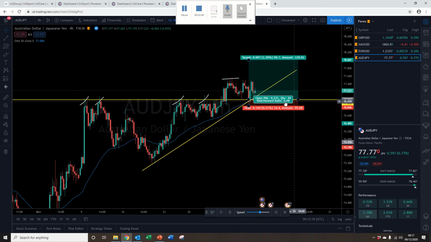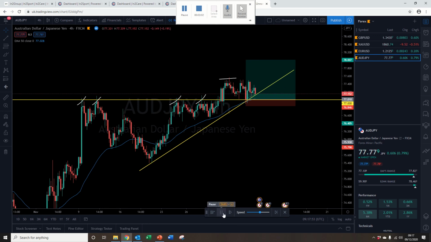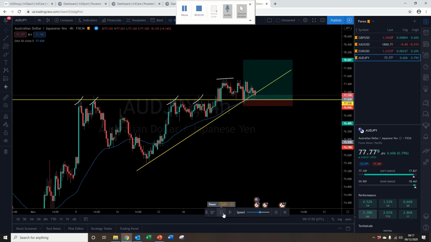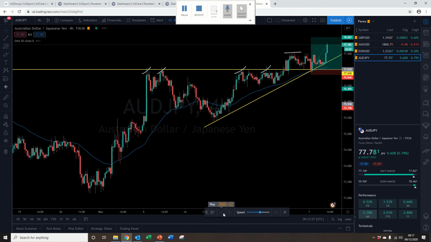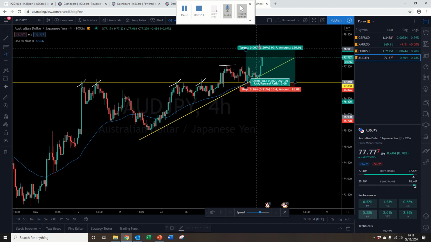Again, hope you can see that every time price has hit the 77 level or this ascending trend line, it has had a rejection, which again shows me that we are clearly going to continue to move to the upside. And then as you can clearly see, we did have that push to the upside, and we've now created a new high in the market.